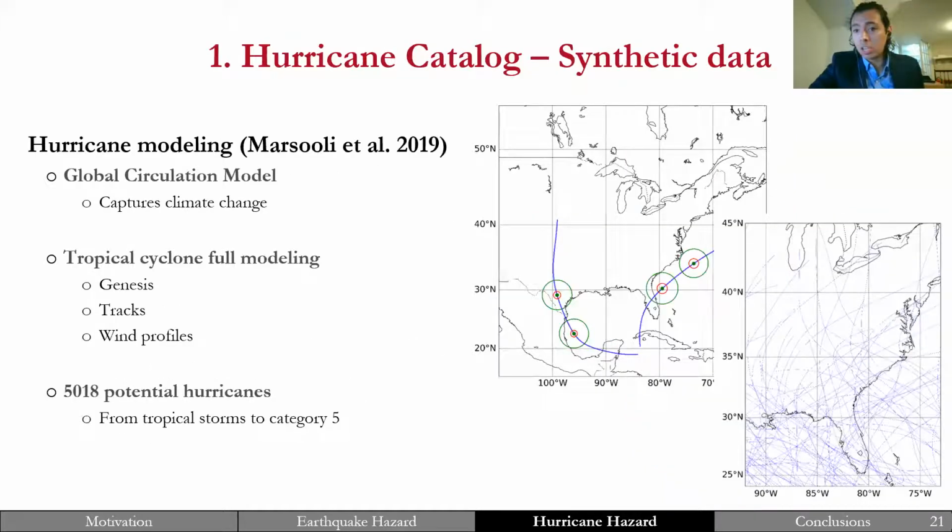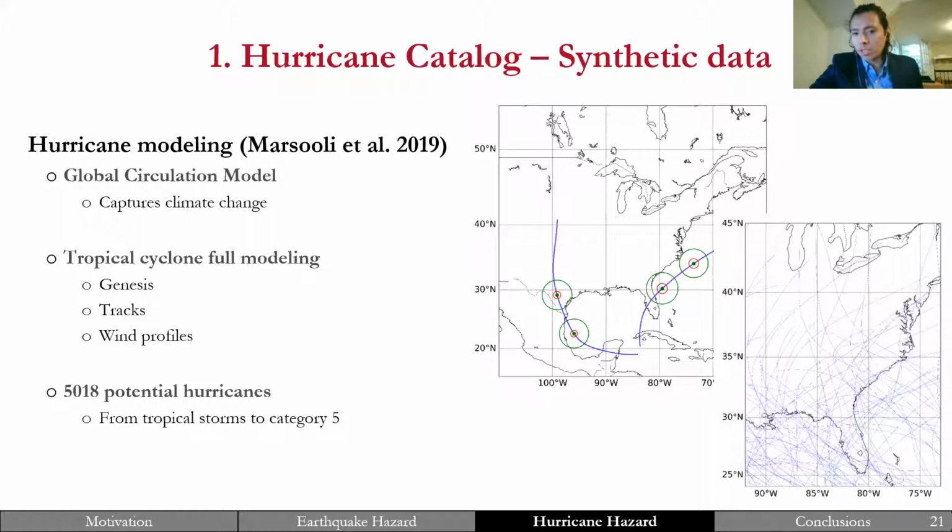For the hurricane catalog here, we're working, as I said, with synthetic hurricane data based on a mix of physics-based and statistical models that are based on global circulation models and can potentially capture climate change. So this analysis was done for current climate, but we're expanding this analysis for potential variations in hurricane conditions associated to climate change.